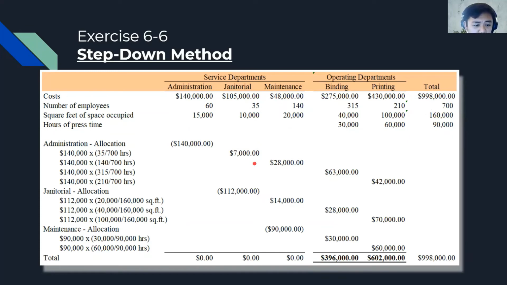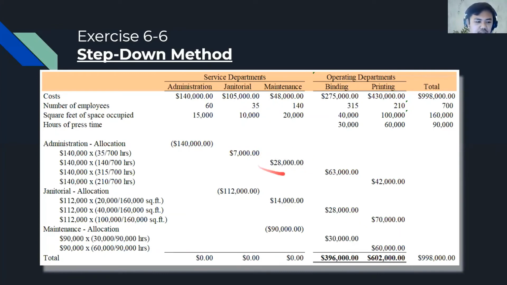For the maintenance department, we'll just be using the same formula. The only difference is the number of employees, which is the numerator for the allocation. So 140,000 of administration multiplied by 140 hours over the total hours of 700 hours is equal to 28,000.